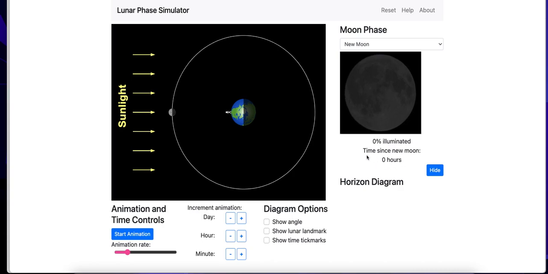It's 0 hours, no time has passed, and there is no illumination, meaning from our perspective here on Earth, we don't see the moon. All we see is nothing, no parts of the moon, because the light is shining on the opposite side of the moon from where we are looking at the beginning of a moon cycle or a moon phase. So there's 0 hours that have passed, there's no illumination, and here we go.